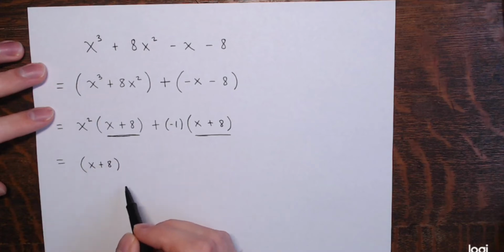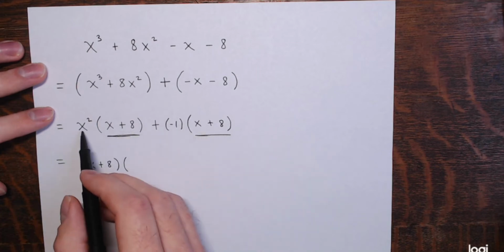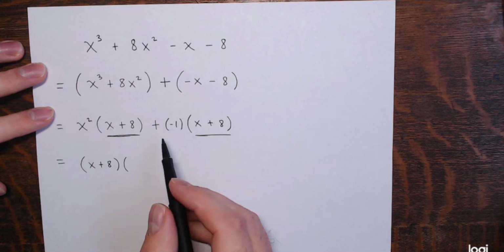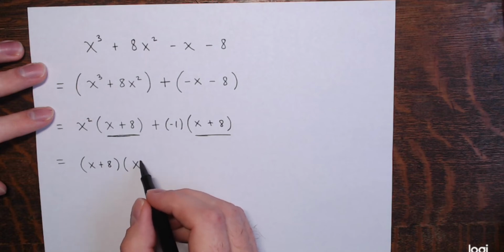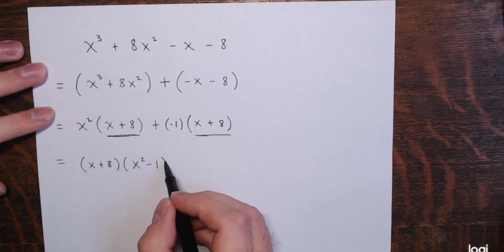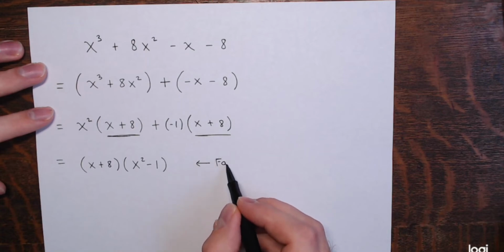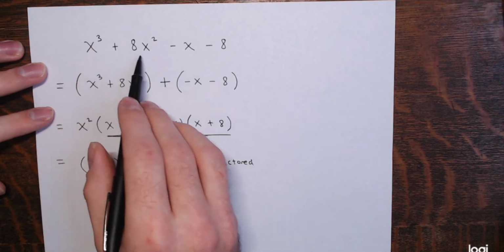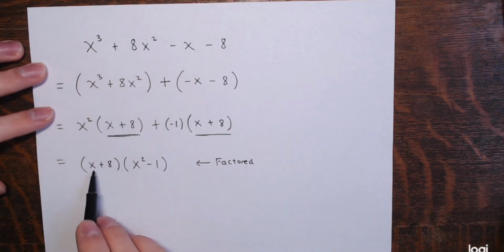And then what's left over when I remove this factor of x plus 8 would be x squared plus negative 1. But nobody writes plus negative 1. It's minus 1. So x squared minus 1. Great. So my polynomial is now factored. The original polynomial is written as a product, a multiplication, x plus 8 times x squared minus 1.